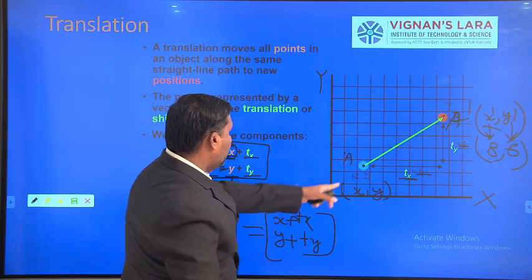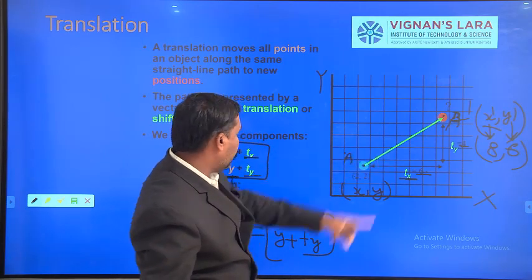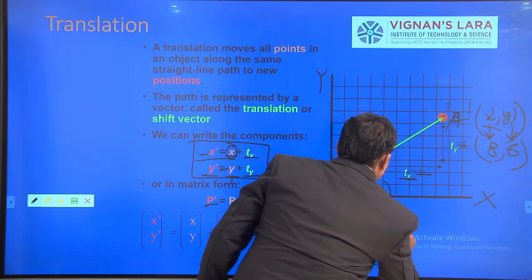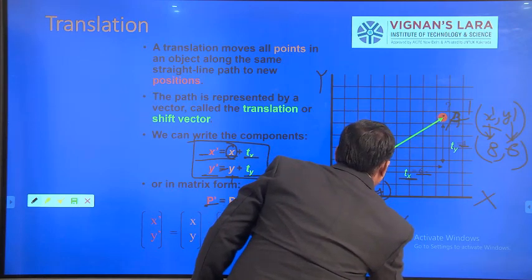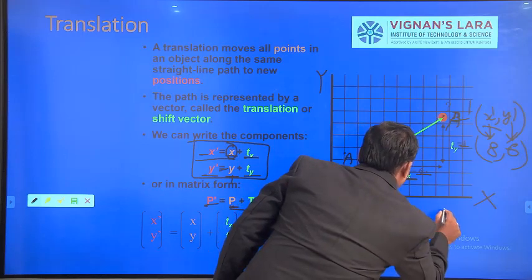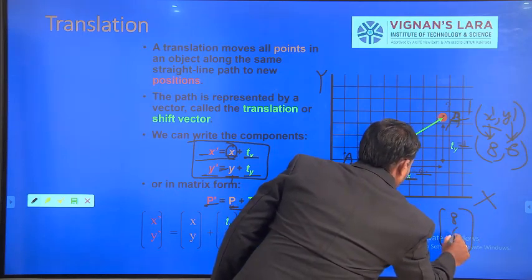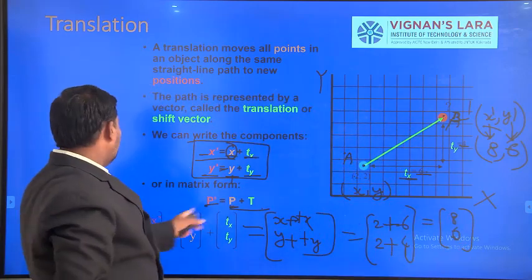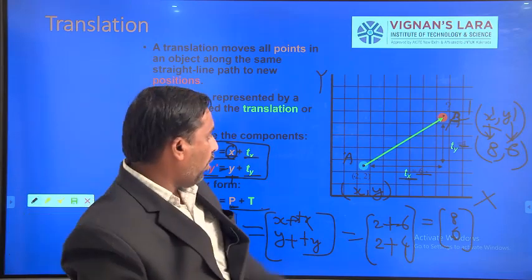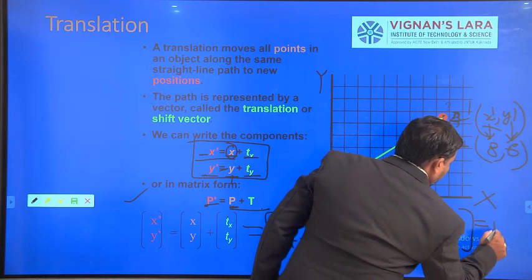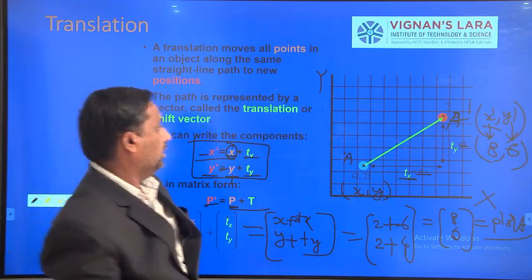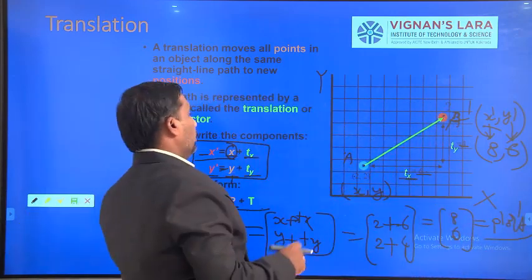So what is the x value initially? 2, and tx is 6. Then finally we will have 8. x is 2 plus translation tx is 6, and y is 2 plus translation in y direction is 4. Finally, you will get 8 comma 6. 8 and 6 are the final coordinates, that is 8 is x dash and 6 is y dash. This is the P dash, or A dash.